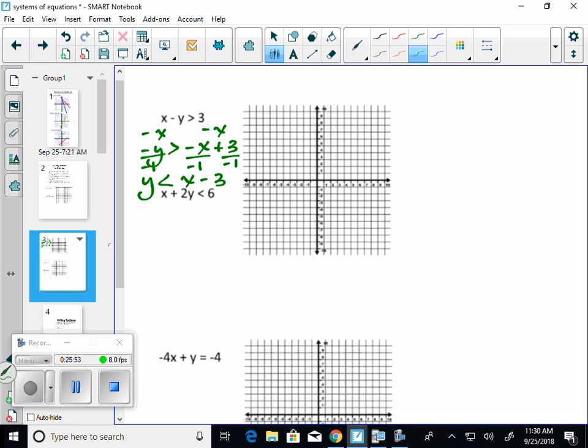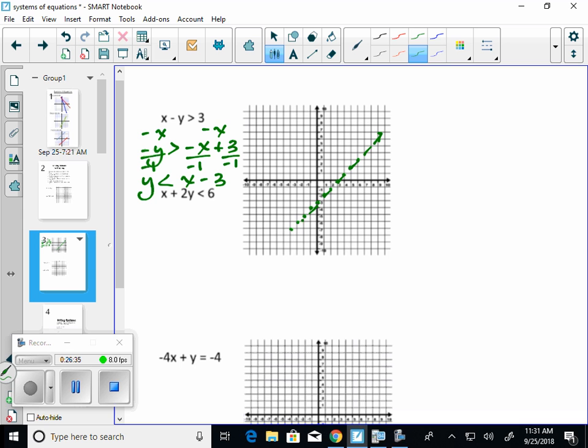Can I graph that line? Absolutely. Where do I start? Right, I'm going to start at negative 3. And I'm going to go up 1 and over 1 because my slope is 1. And I can do that forever and ever until I run out of space or energy. And then go ahead and connect those, but be careful because what kind of line do I need? If I go back and look, it says y is less than. That is a broken line. So your line will be broken going through this graph.